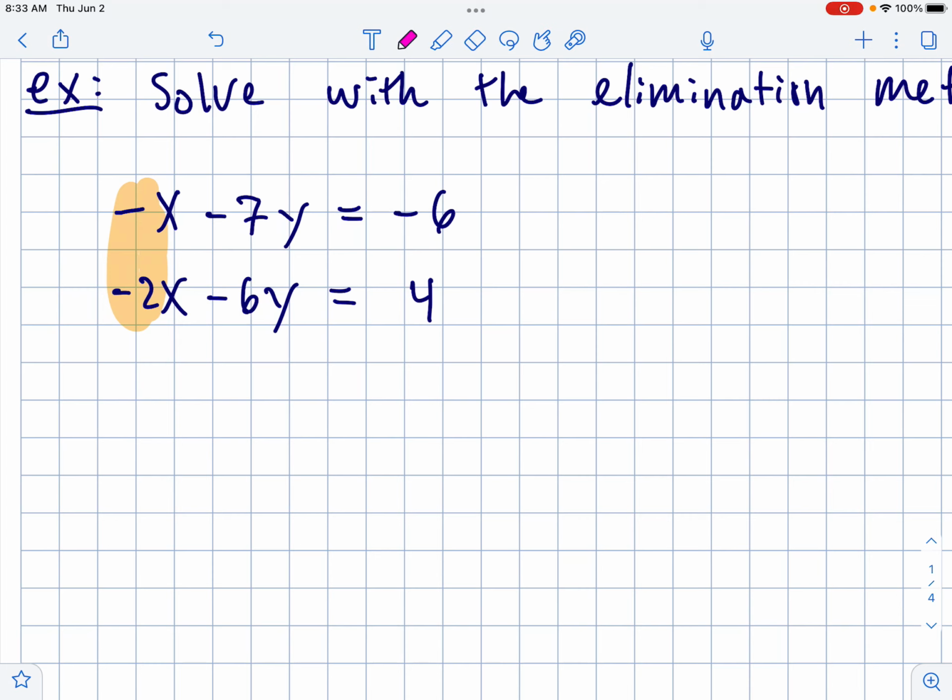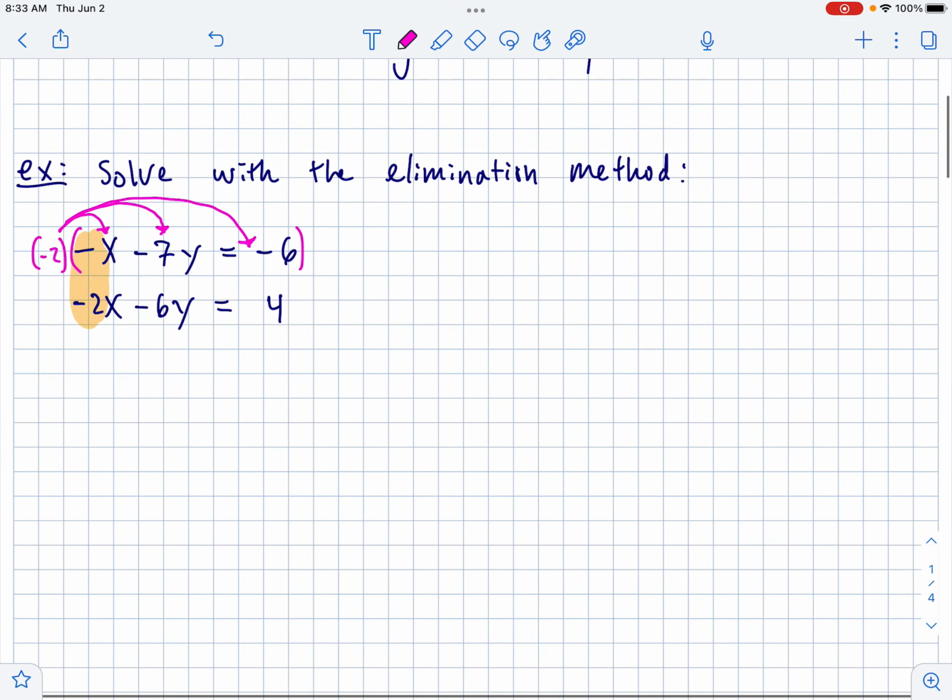Here's what I mean by that. We're going to take all of this and multiply it by a -2. So that -2 is going to get distributed here, here, and here. I'll just go ahead and rewrite that over here. So -2 times -x would be +2x. -2 times -7y would be plus 14y. And then -6 times -2 would be 12.